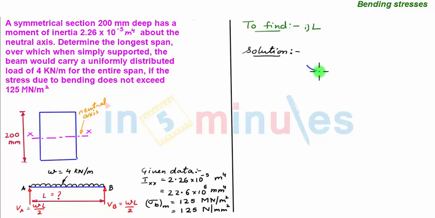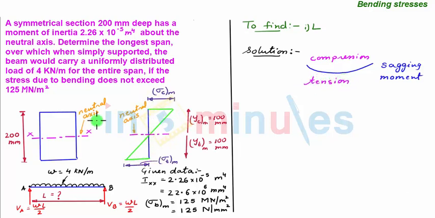For a given vertical loading of a horizontal beam, the beam will be subjected to sagging moment, where layers above the neutral axis will be subjected to compression and the layers below the neutral axis will be subjected to tension. If you draw the bending stress variation diagram for the given rectangular section, we see that above the neutral axis at a distance of yc max equal to 100 mm, we have compressive stress as maximum, whereas at the same distance below the neutral axis, yt max equal to 100 mm, we have tensile stress as maximum.